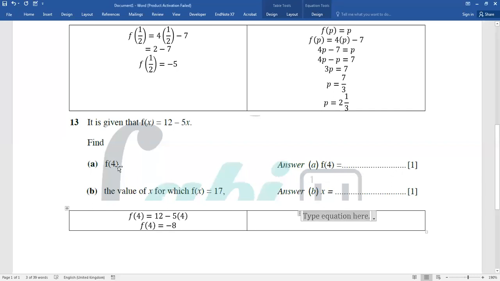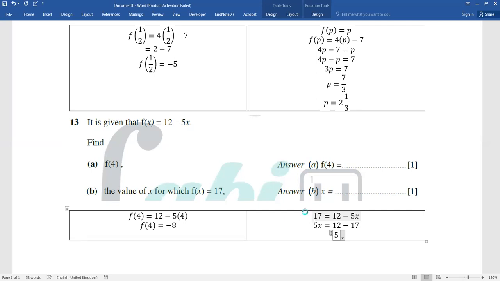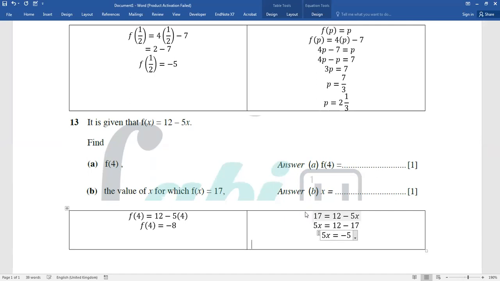Now, in the first part, the question just wanted us to plug in the input as 4. We plugged in 4 and we got the answer as -8. In the second part, the question is asking us to find the input, the value of x. So let x be an unknown x. And the output they have told us is 17. So I can say that 17, which is the output, is equal to 12 minus 5x. 5x comes here and becomes plus, 17 goes there and becomes minus. 5x is -5, so x is -1.